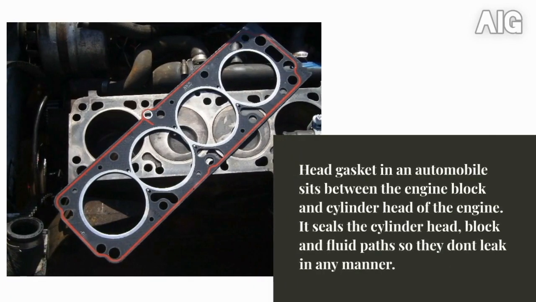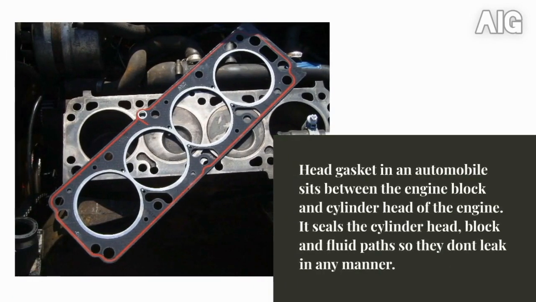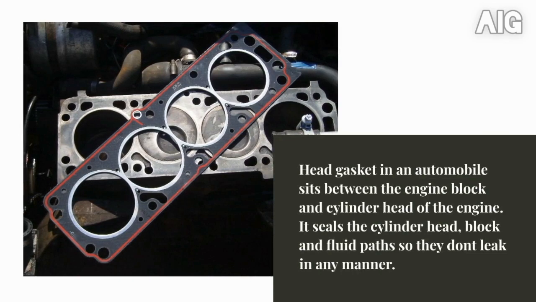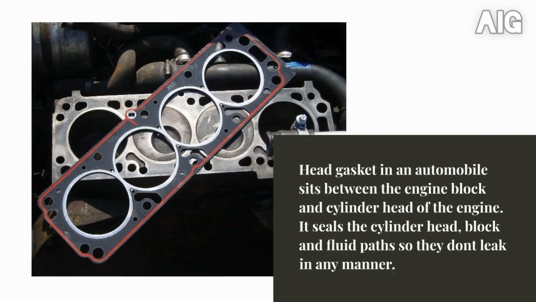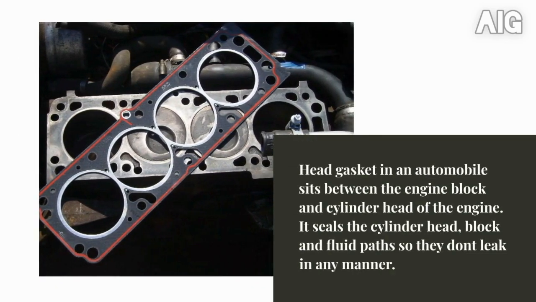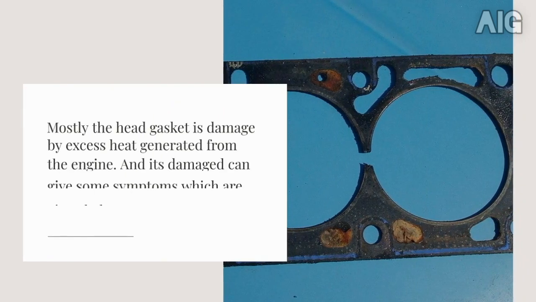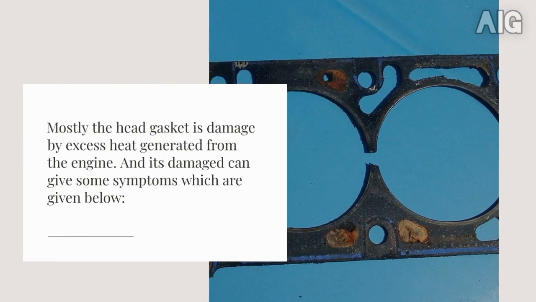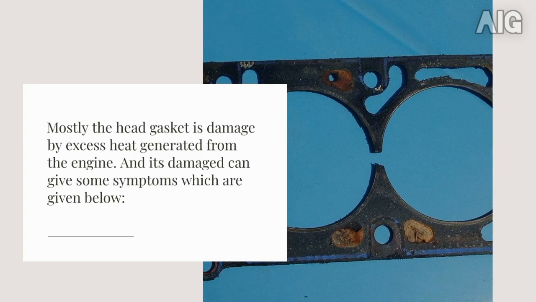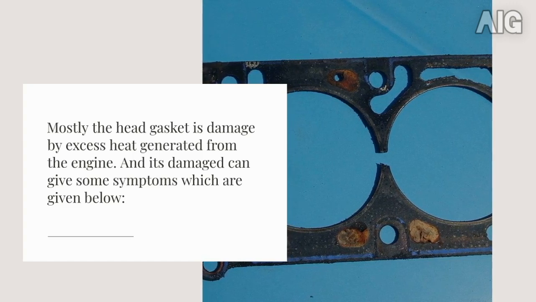A head gasket in an automobile sits between the engine block and cylinder head of the engine. It seals the cylinder head, block and fluid paths so they don't leak in any manner. Mostly the head gasket is damaged by excess heat generated from the engine, and its damage can give some symptoms, which are given below.